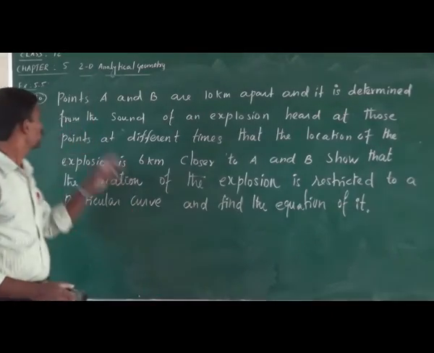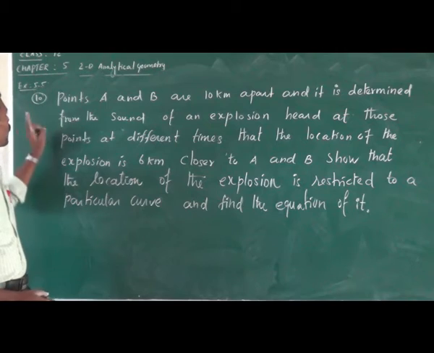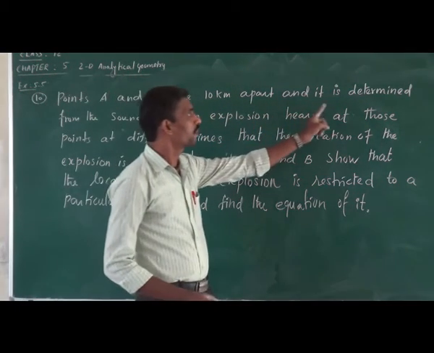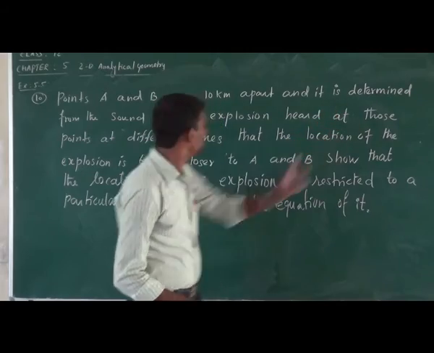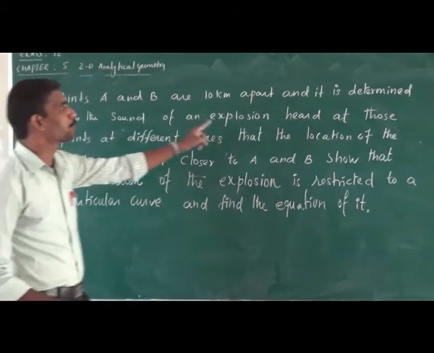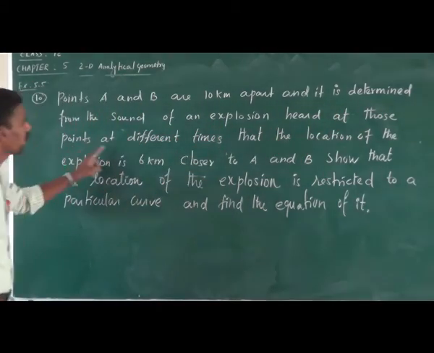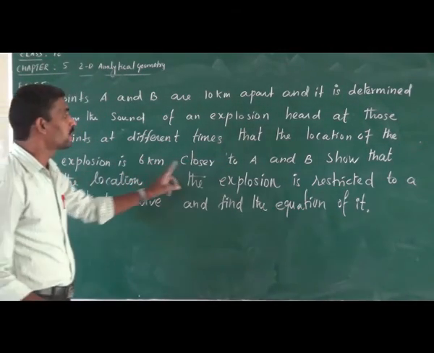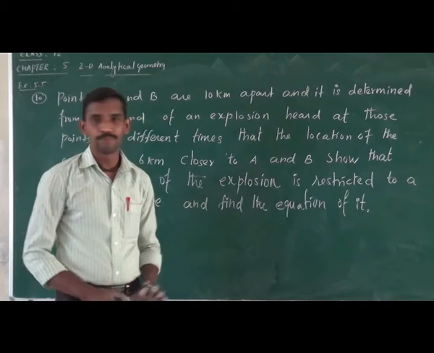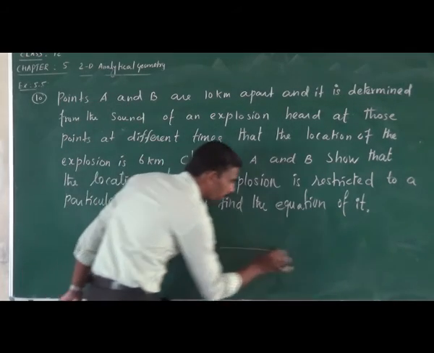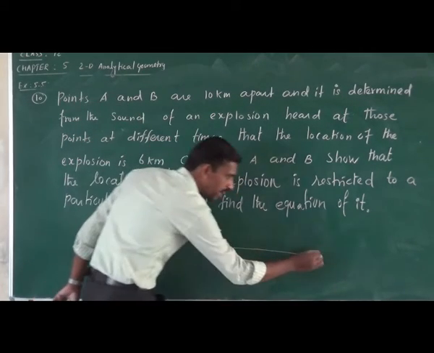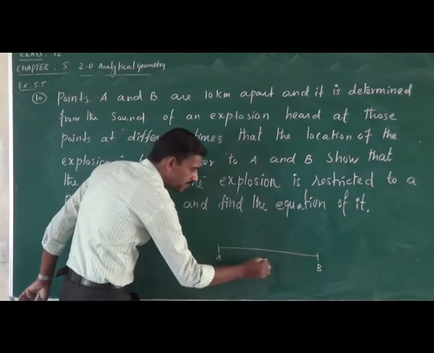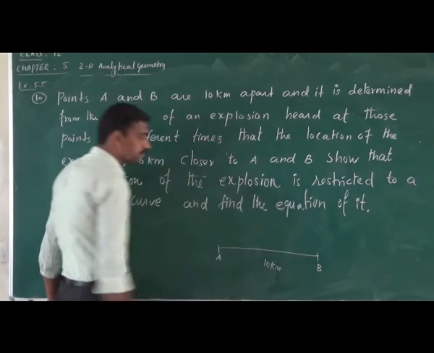Hi students, this is question 10, exercise 5.5. Points A and B are 10 km apart, and it is determined from the sound of an explosion heard at those points at different times that the location of the explosion is 6 km closer to A than B. Consider two points here. This is point A, and this point is B. The distance between A and B is 10 km.